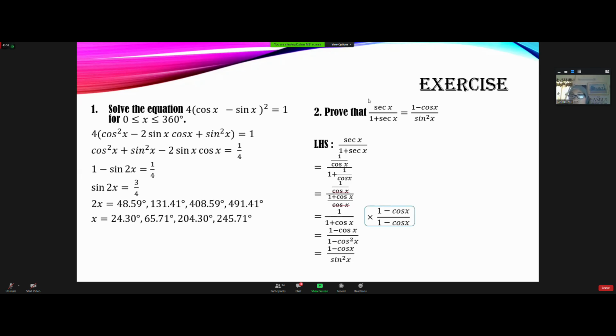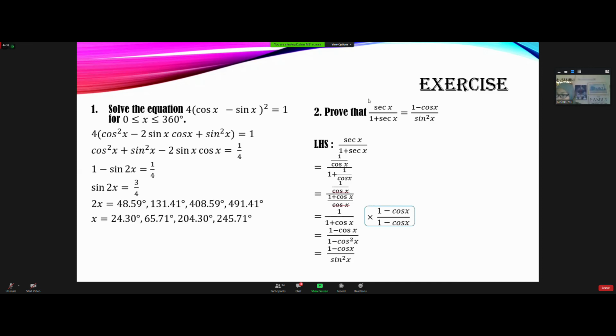Joshua used the right hand side and made it equal to the left hand side, which also can. Another method is you open up both sides until you can see that both sides have the same thing. Open up the left hand side, open up the right hand side until the last working is the same. That also can. Okay, any question? For proving, you can have a few methods.